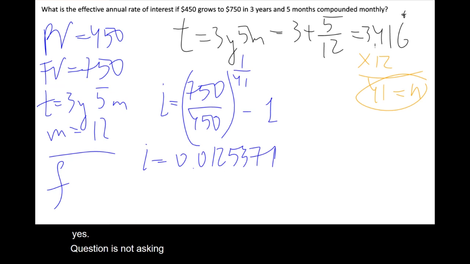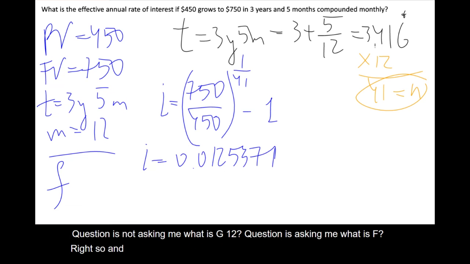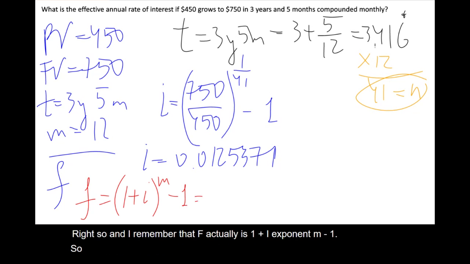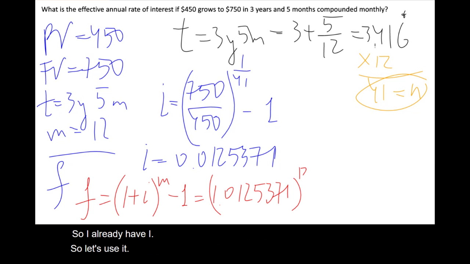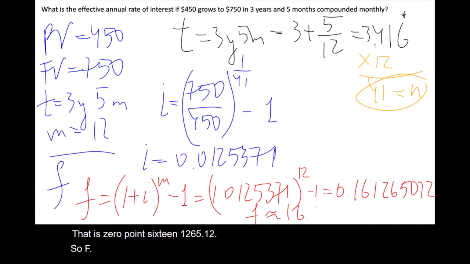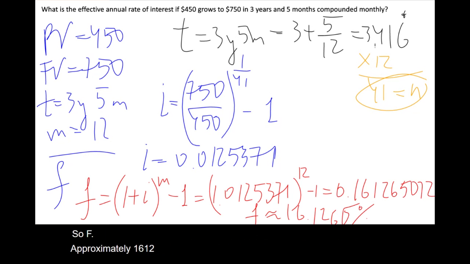The question is not asking me what is J12. The question is asking me what is F, right? And I remember that F is actually 1 plus i, exponent m, minus 1. So I already have i, so let's use it. Exponent 12 minus 1. Let's see. That is 0.161265012. So F is approximately 16.1265%.